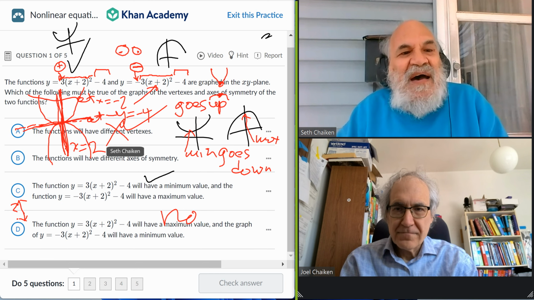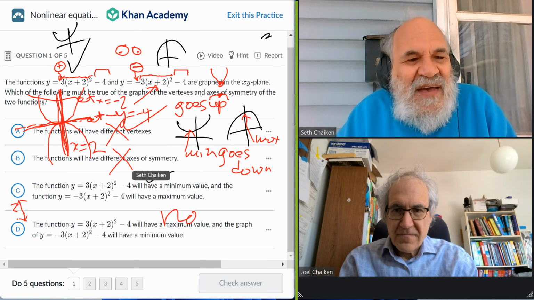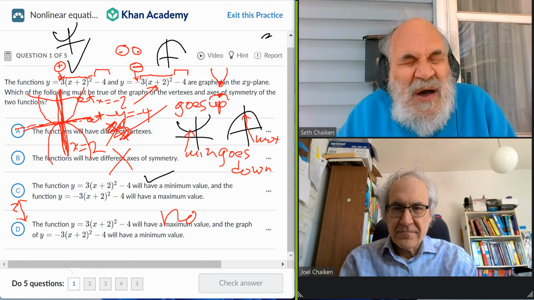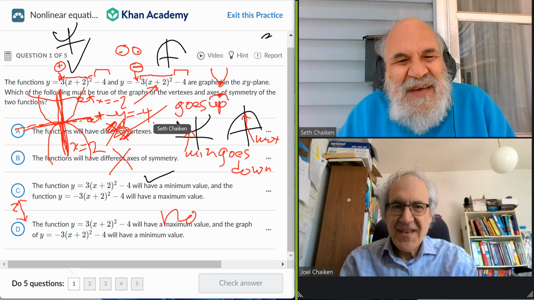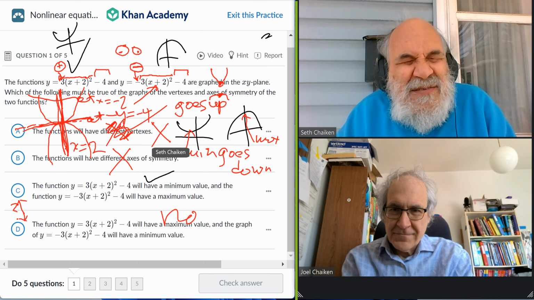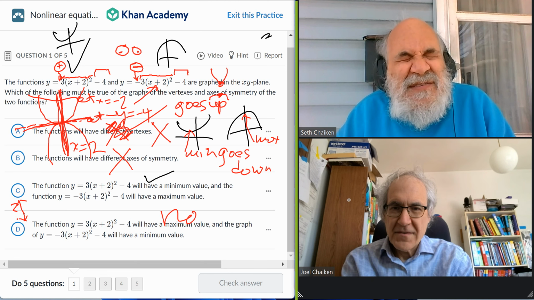So they do not have different axes. They have the same axes of symmetry. They do not have different vertices; they have the same vertex. We did that, so we cross this out. Do they have different axes of symmetry? No. The axes of symmetry are the same. So A is a non-answer, B is a non-answer. The only answer is C.